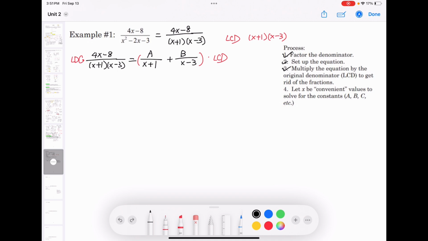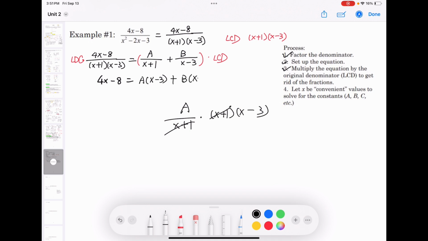So we only have 4x minus 8 is equal to A divided by x plus 1 times the LCD, x plus 1 times x minus 3. So these are cancelled. We're having A times x minus 3. Then plus B, do the cancellation, is B times x plus 1.